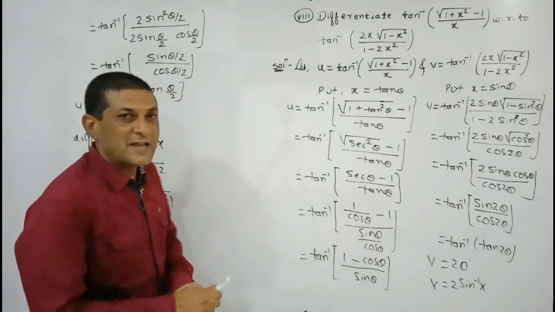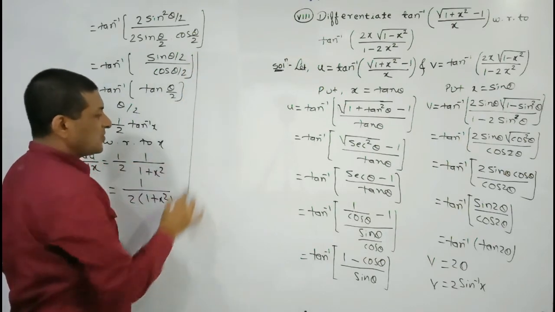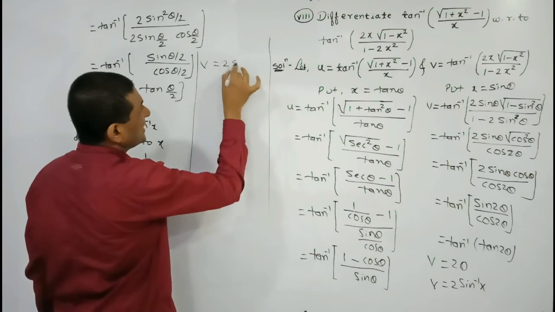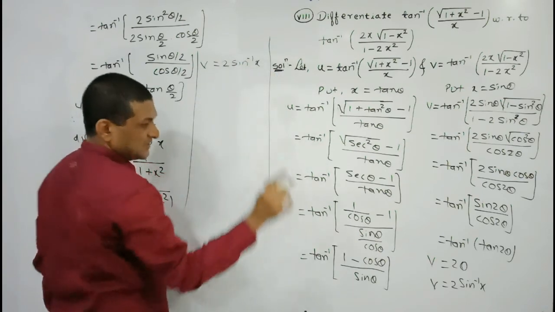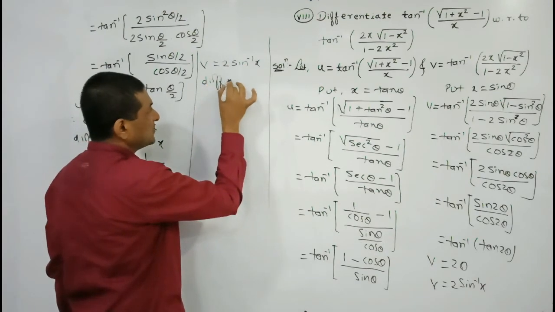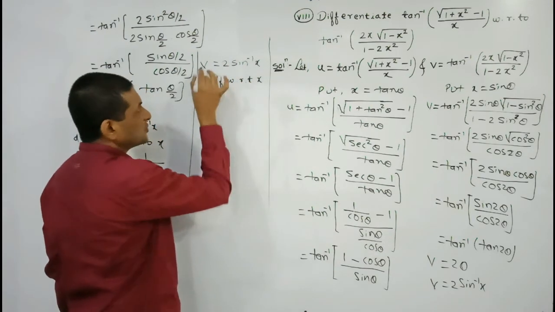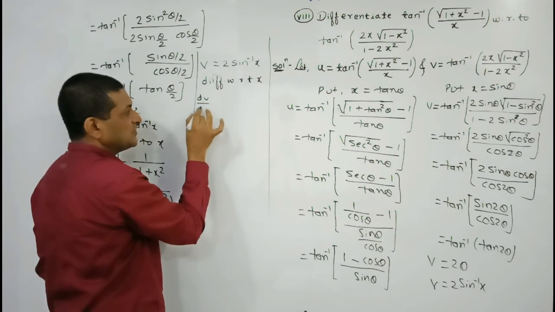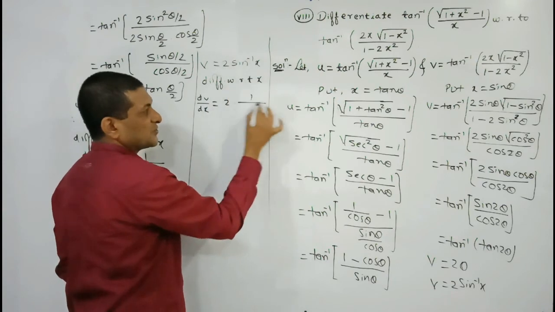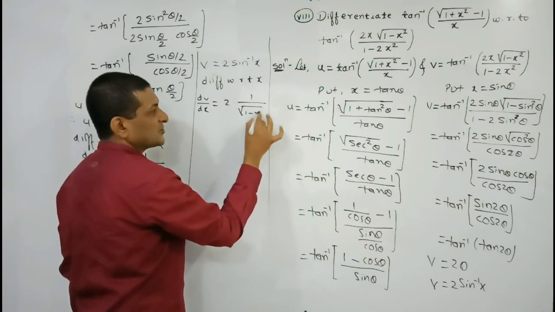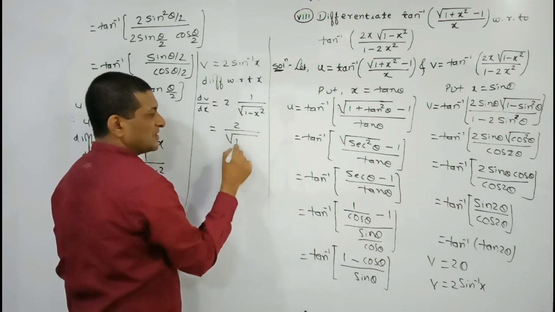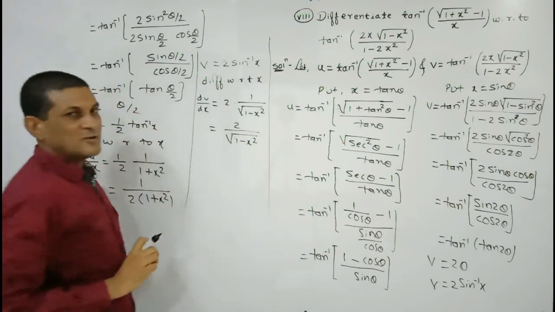Now consider the value of v. What value of v have we got here? v is equal to 2 sin inverse of x, isn't it? We are differentiating it with respect to x. So the derivative of v with respect to x is dv upon dx. On this side 2, keep it as it is. What is the derivative of sin inverse of x? 1 upon under root 1 minus x square. So which is equal to 2 into 1, which will be 2 upon under root 1 minus x square, which will be the value of dv by dx.